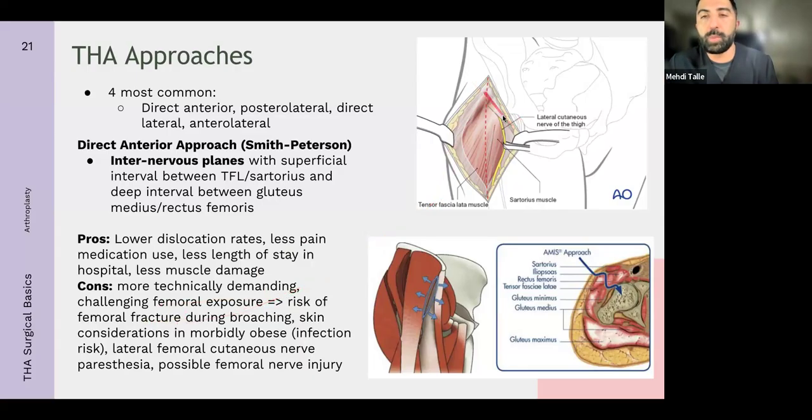This area in more obese individuals can be problematic and pose an infection risk because they can have a soft tissue pannus with adipose tissue hanging over that area, and that can obviously create a difficult wound healing situation. The lateral femoral cutaneous nerve is at risk during this approach classically, and very rarely there could be a risk to the femoral neurovascular bundle anteriorly as well. That can happen during retractor placement as you open things up.